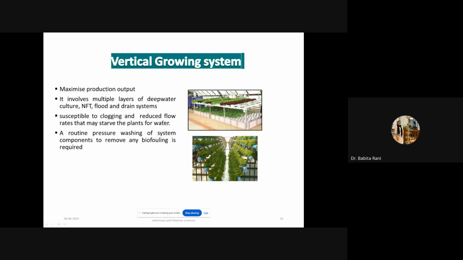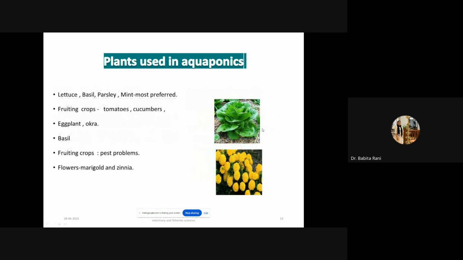So these are some of the vertical growing systems. You can see deep water culture. We can do deep water culture for a floating raft system, and NFT, both sides we can do that. Otherwise, with those hydroponic bed systems, we have limitations of space and costly material. A routine pressure washing of system components to remove any biofouling is required, like any other culture system.